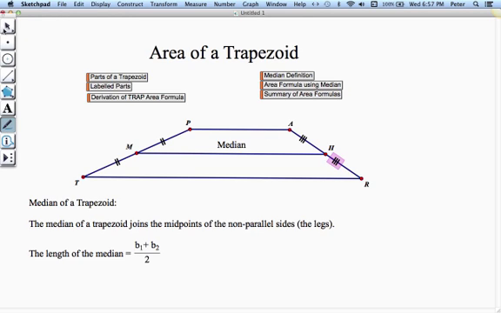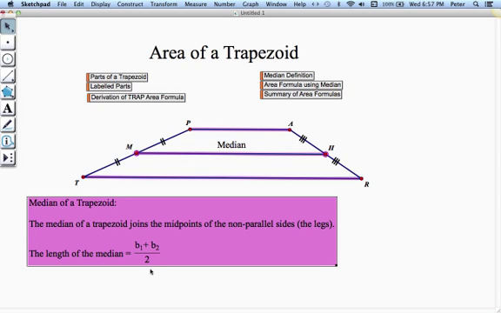So the median doesn't come from a vertex, it comes from one leg to the other leg, and always at the midpoint. So the median, of course, will be parallel to the two bases, kind of like the midline theorem. Another important characteristic of the median is that its length is the average of the two bases. So b1 plus b2 over 2 is going to be the length of the median. Make sure that's in your notes.